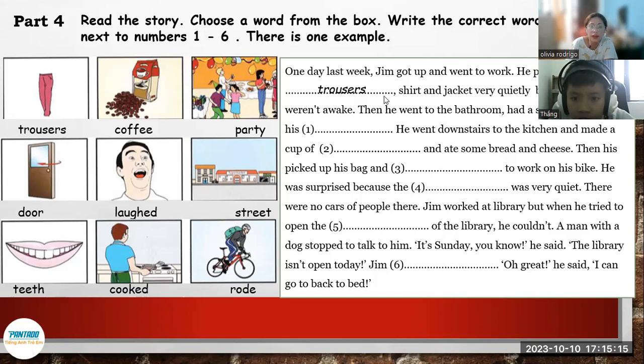You write your answer here in the blank and you choose from this one. Right here, practice writing right here. Is it safe? Okay.